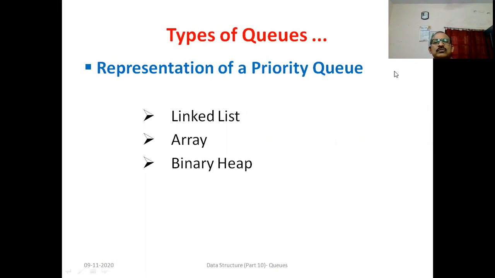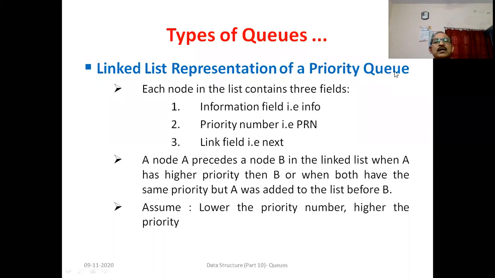Representation of priority queue. There are three ways we can represent a priority queue: linked list, array, and the binary heap. Here we discuss only the linked list and array. Binary heap we will discuss in the next video. Let us see the linked list representation of a priority queue.